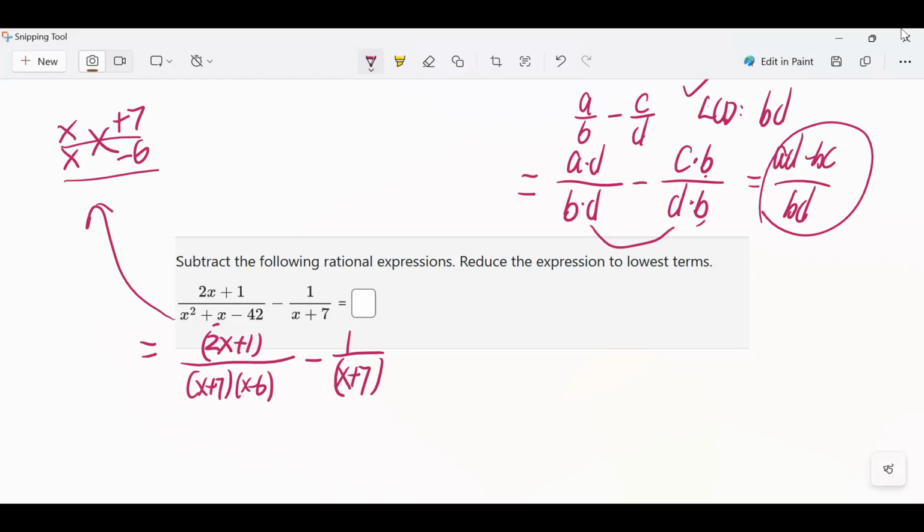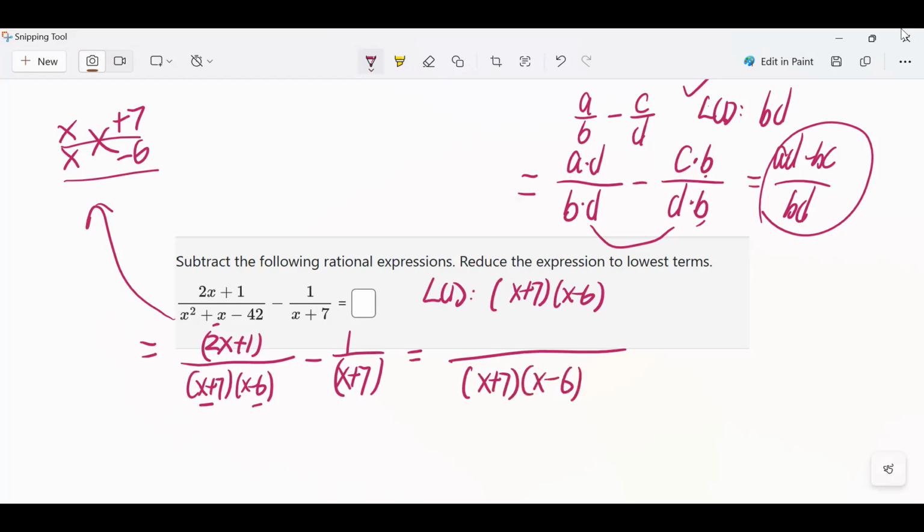Now we can write down the LCD. Right, this term, both of the terms. So x plus 7, x minus 6. All right, so now do the transformation. So first one, carry over, right? We don't have to do anything. Just carry over the whole thing because it's already the LCD. So we just carry over. Second term, you're going to multiply both top and bottom by x minus 6. 1 times x minus 6.